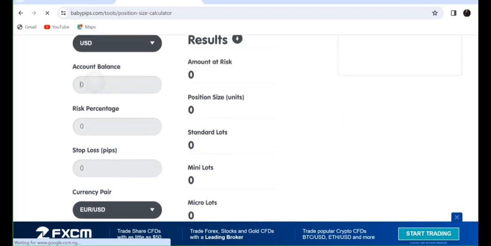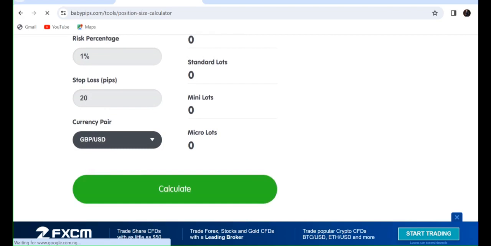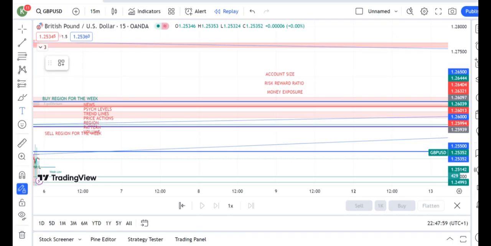That's the next question. So let's say this is $5,000. Take note, your risk is 1%. Take note, your stop loss is 20 pips. There's no way you can blow this account with this calculation. So people who blow accounts are people who do not calculate their risk reward ratio. They don't pay attention to account size. They don't pay attention to money exposure. So this is how you can manage your losses as to blowing up of accounts.